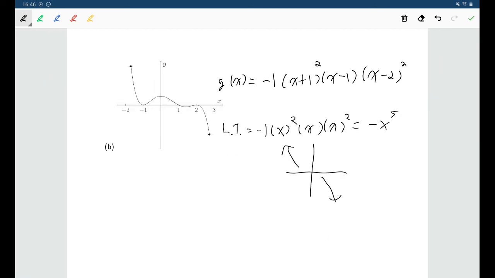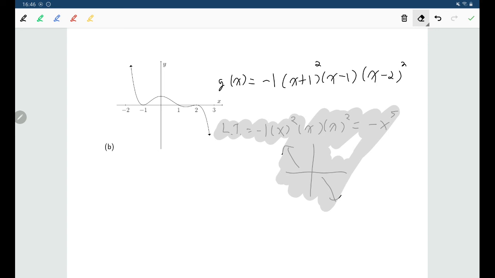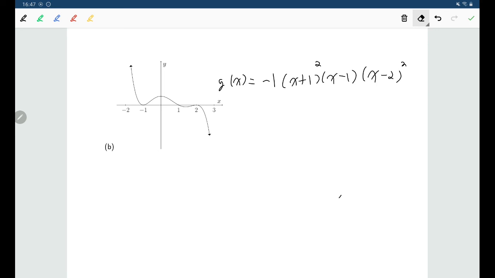So again, one possible answer is the g of x that I've given, but I could use any other even power for those x-intercepts where we're touching the x-axis and get a graph with the same shape. And I could also use any odd power for that factor of x minus 1 and also get a graph with the same shape.